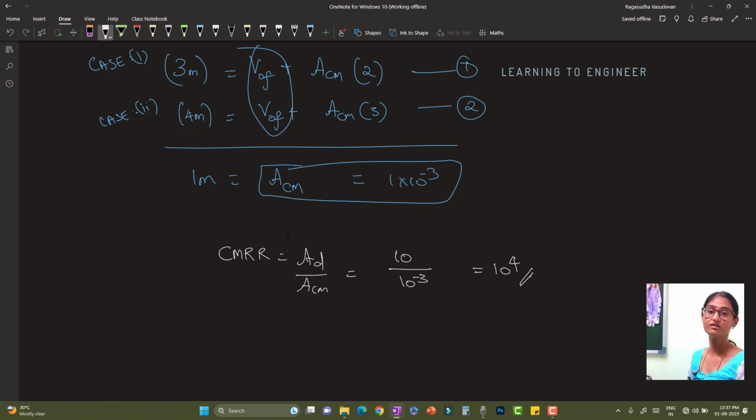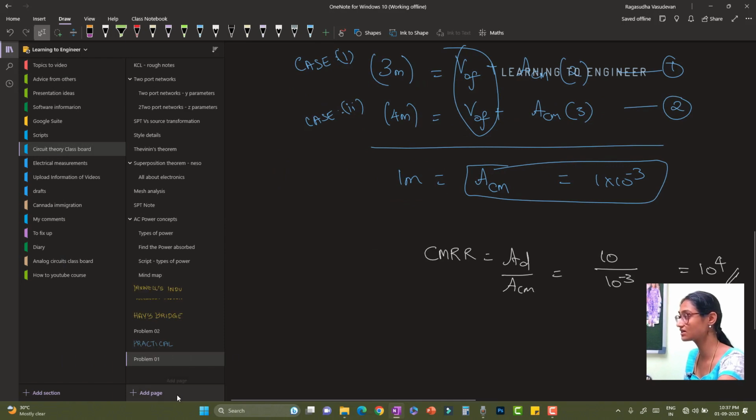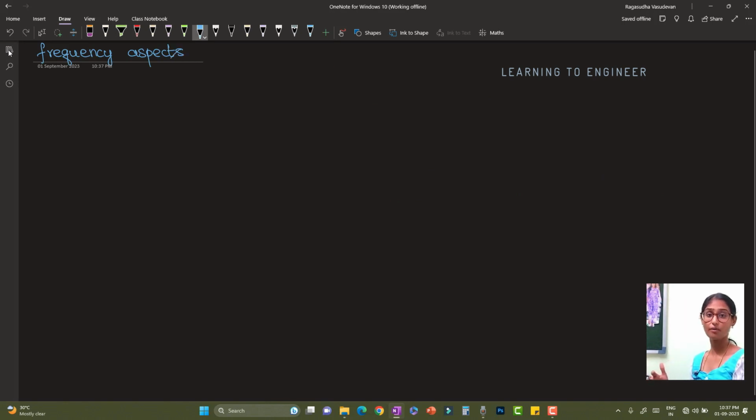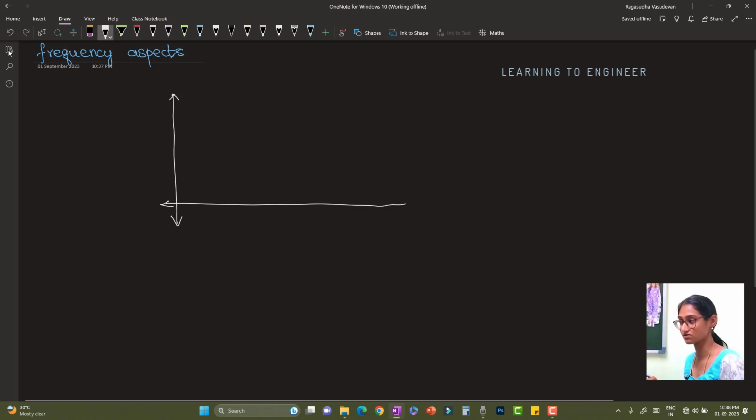Now we will see two more parameters which will affect the ideal nature of an op-amp. These parameters are linked with the frequency aspects of the op-amp. We have been believing so far that the gain of the op-amp, or the DC gain, is constant throughout the operation. That's not the case. Only as long as your frequency is within the cutoff frequency, your gain is going to be constant. Let's see how this behaves.